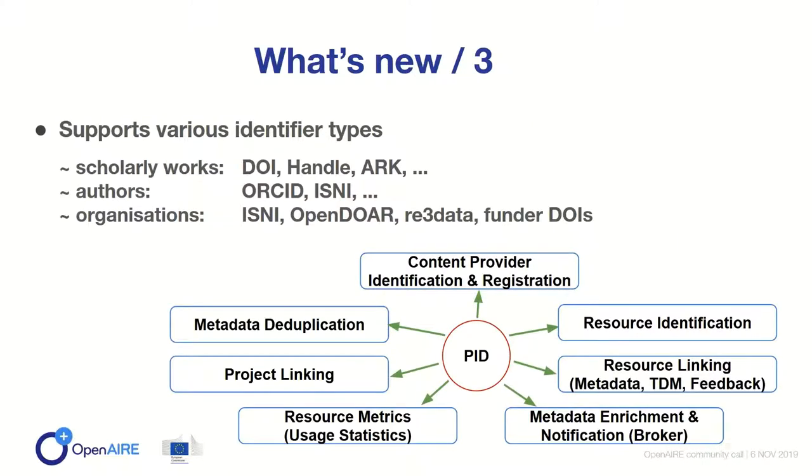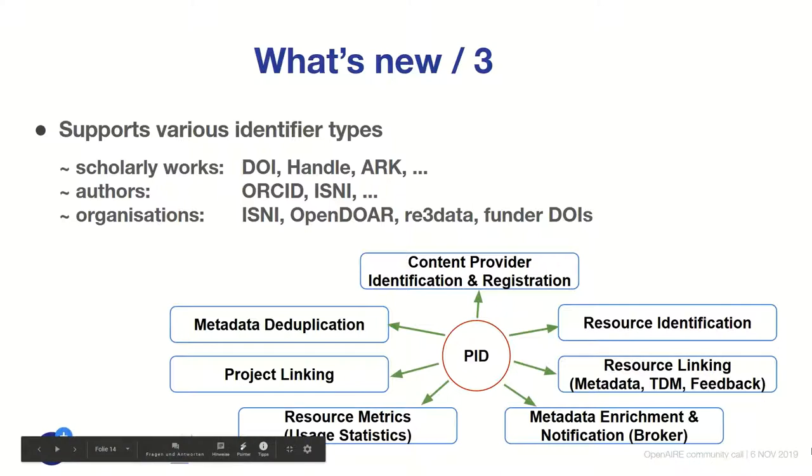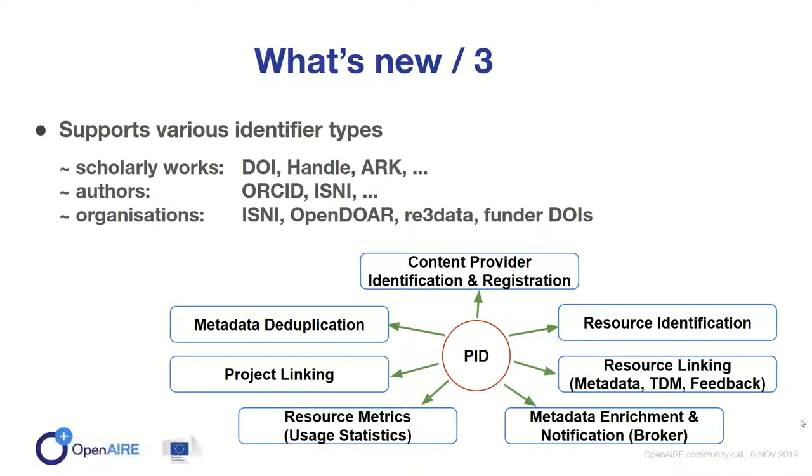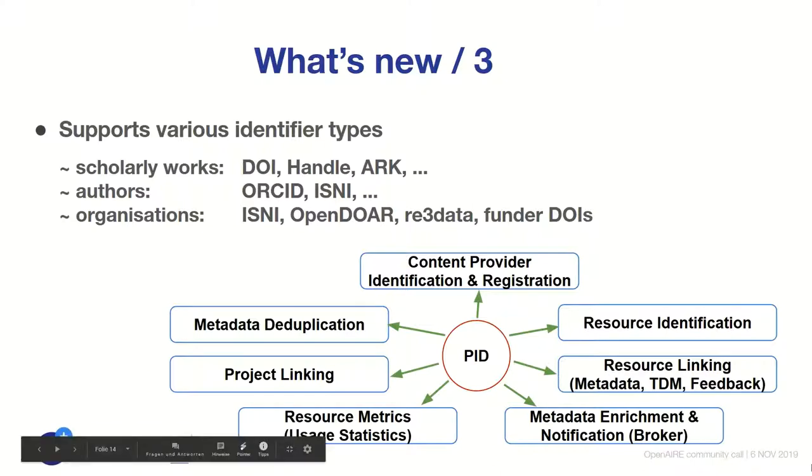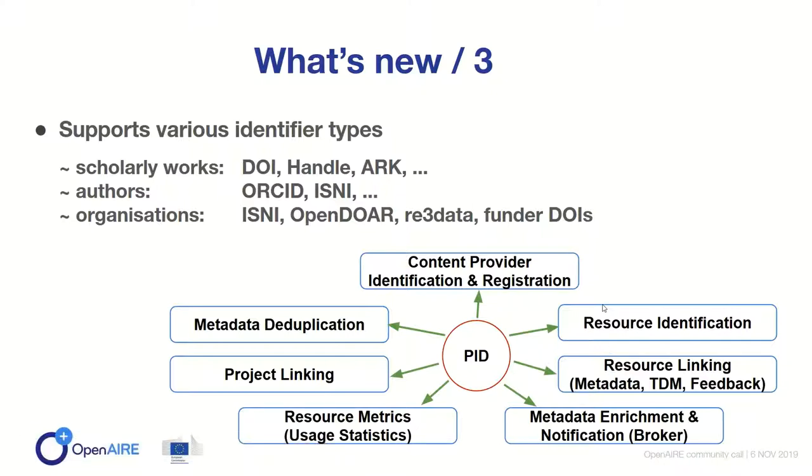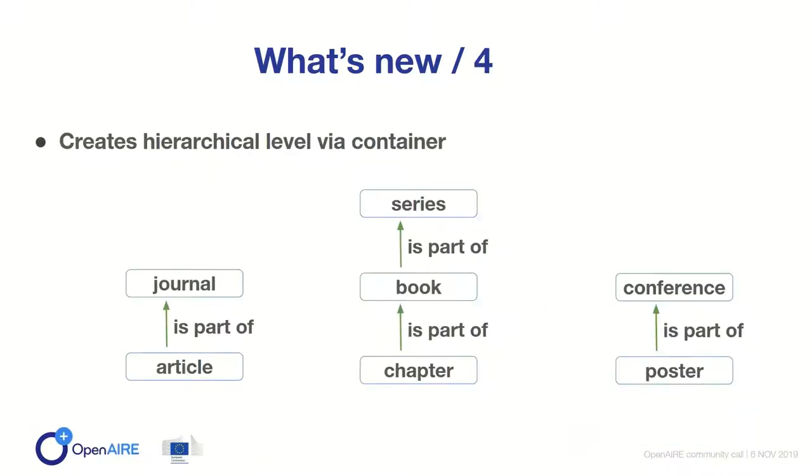And we support in the new literature guidelines version 4 various different identifier types: DOI, handle, ORCID, ISNI, for different types of things, of articles, of authors, of organizations. And there are a lot of persistent identifiers around, and the new guidelines support these.